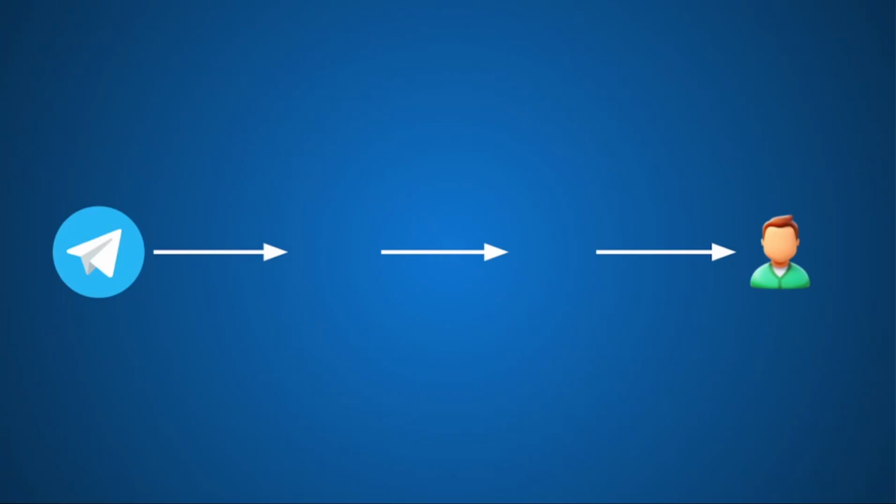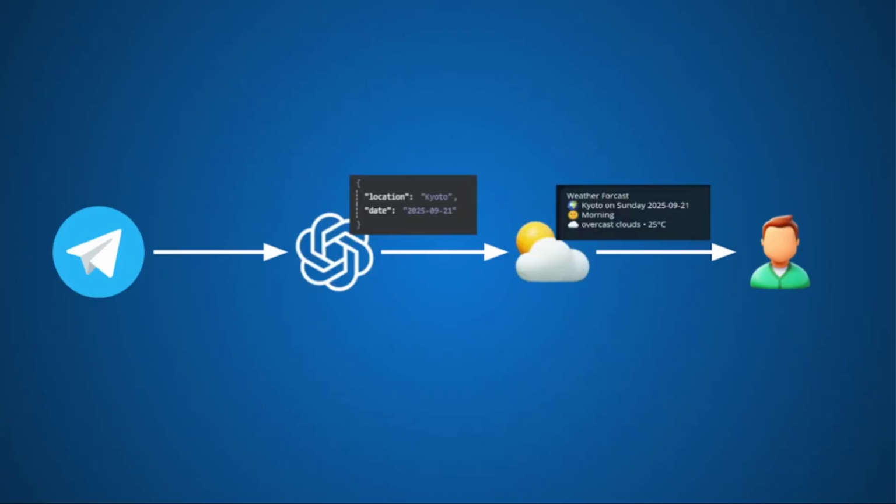For this project, we would have the bot take user queries through Telegram, process the natural language using AI, get weather forecast from a third-party API, and send the forecast back to the user.